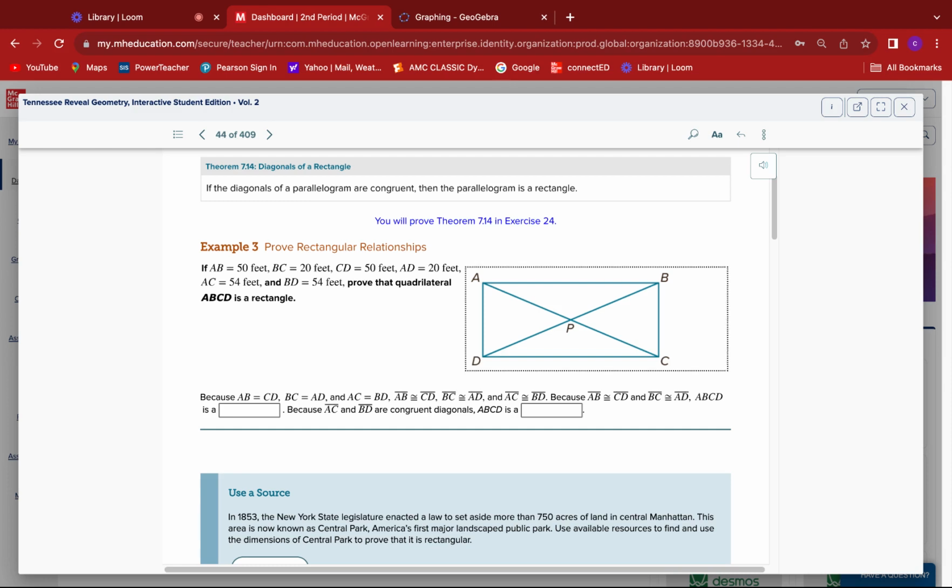All right, so AB is equal to CD, DC equals AD, AC is equal to BD, and they're all congruent. So it is a rectangle because AC and BD are congruent diagonals. ABCD is a rectangle. You're kidding me.